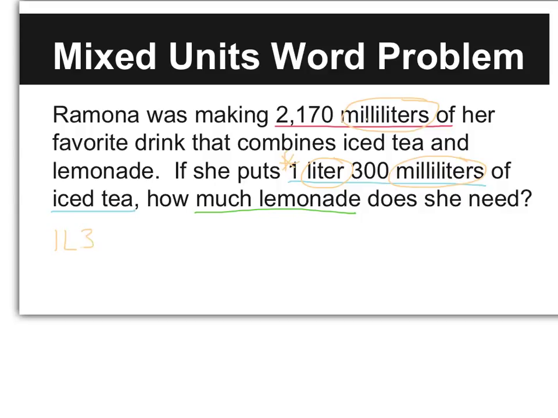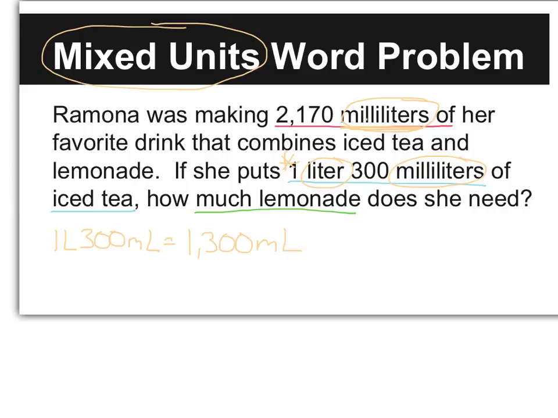1 liter, 300 milliliters can be converted all to milliliters, because that's what we're using up here, by knowing that 1 liter is worth 1,000. So I have 1,300 milliliters. Remember, the most important thing you do when solving mixed unit problems is make sure you change so they have the same units so you can do proper addition and subtraction or whatever skills that you need. So I know that she uses 1,300 milliliters of iced tea now.